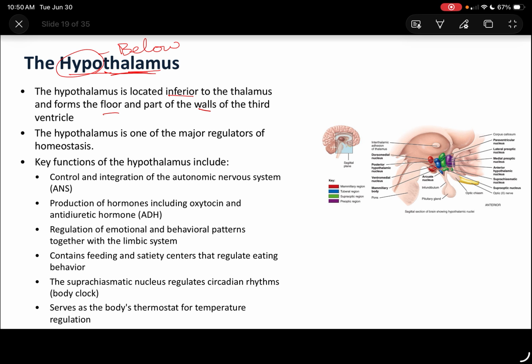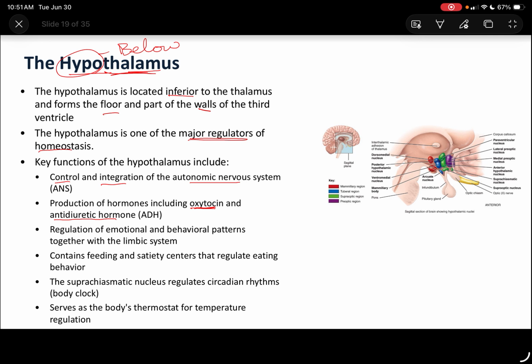Now, the hypothalamus is going to be a major player as far as our regulation of homeostasis, right? And so key functions that we see with the hypothalamus include things like the control and integration of the autonomic nervous system, okay? It's also going to be a major player in hormone production, specifically oxytocin and antidiuretic hormone, all right? We'll talk more about these in the endocrine lecture that's probably in A&P 2.